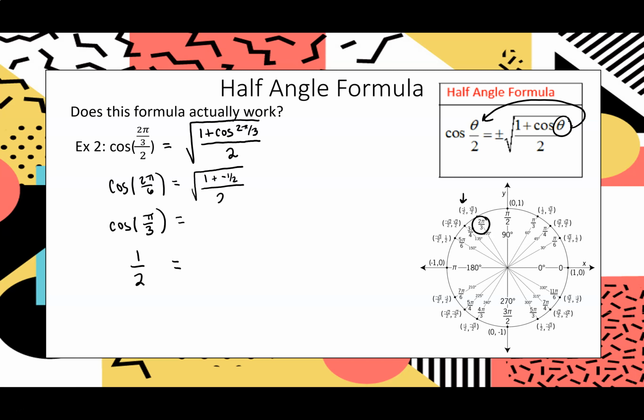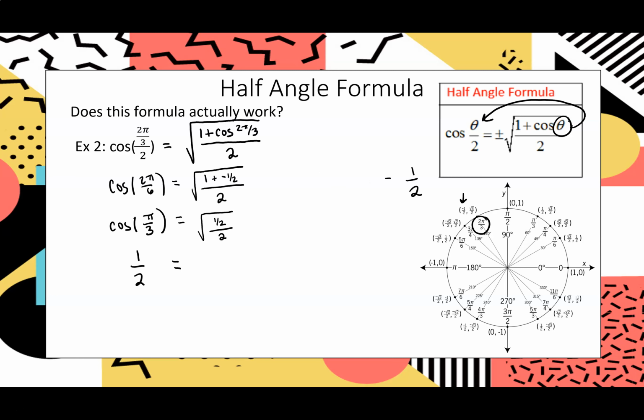all over 2. Okay, let's go off to the side here and do 1 plus negative half. Well, that's really 1 minus a half. So that's 2 over 2 minus 1 over 2, which is 1/2. And you could have thought about that reasonably, right? 1 minus a half is clearly a half. So this becomes the square root of 1/2 divided by 2.